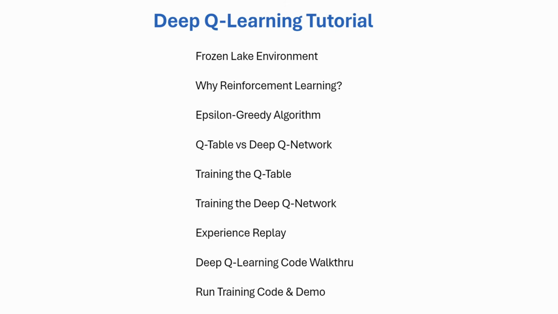Here's what to expect from this video. Since Deep Q-Learning is a little bit complicated to explain, I'm going to use the Frozen Lake reinforcement learning environment. It's a very simple environment, so I'm going to do a quick intro on how the environment works. We'll also quickly answer the question of why we need reinforcement learning on such a simple environment. Next, to navigate the environment, we need to use the Epsilon-Greedy algorithm. Both Q-Learning and Deep Q-Learning use this same algorithm.